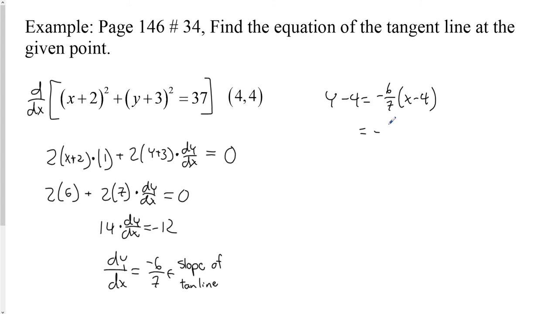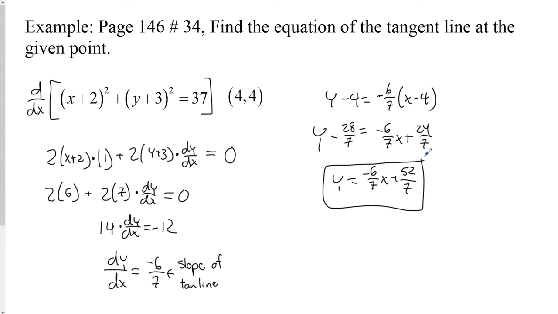Distribute on the right-hand side, so I get negative 6 over 7 x, and now it's going to be plus because a negative times a negative is a positive, and 6 times 4 is 24, all over 7. Now I'm going to have to bring this 4 to the other side through addition, so I need to change it so that I have sevenths. There are 28 sevenths in 4. So I've got y minus 28 over 7 is equal to the expression we came up with. Add 28 sevenths to both sides, and I get y equals negative 6 over 7 x plus 52 over 7, since 28 plus 24 is 52. And that is my final answer for that particular problem.